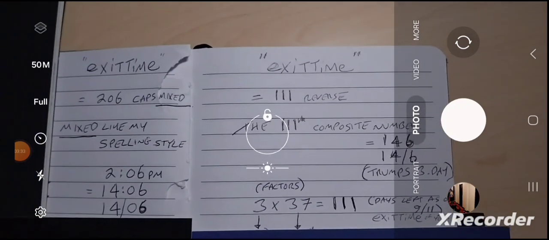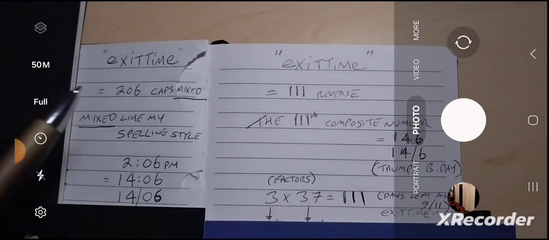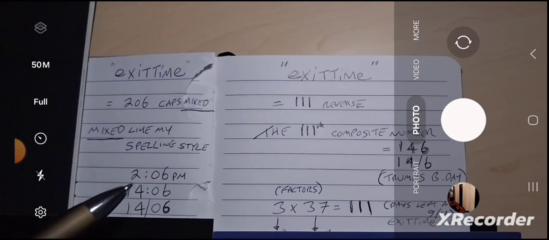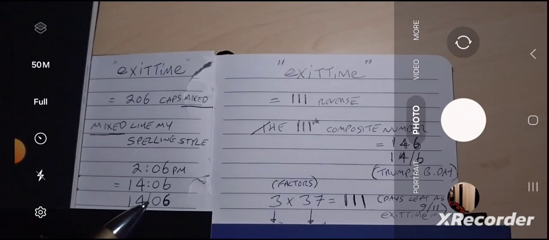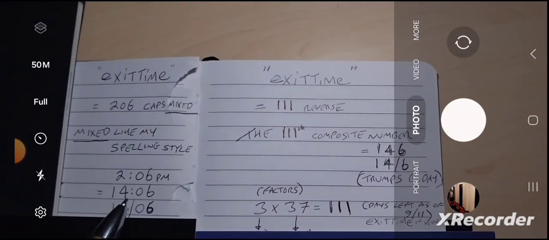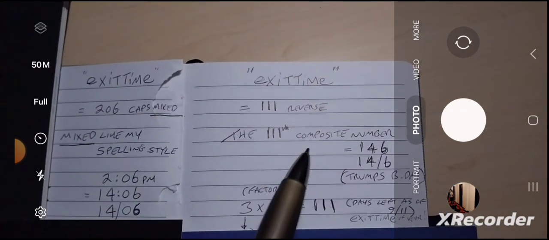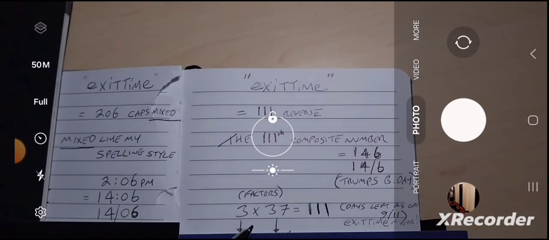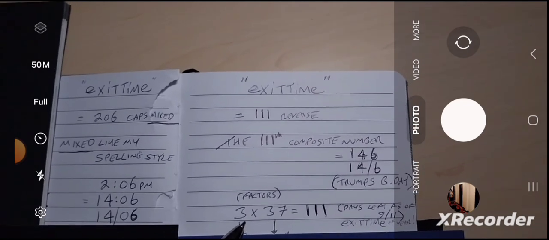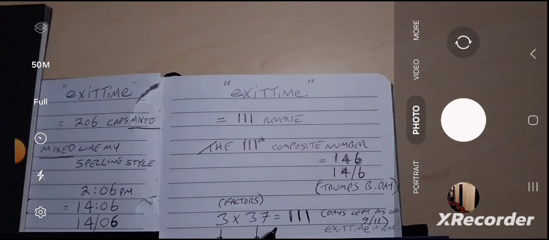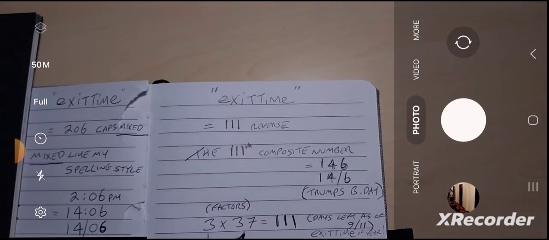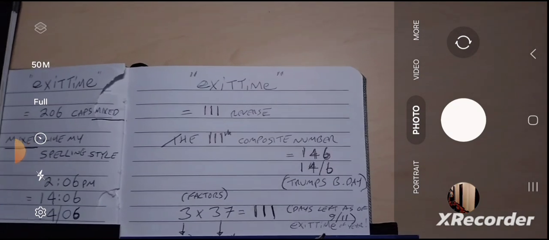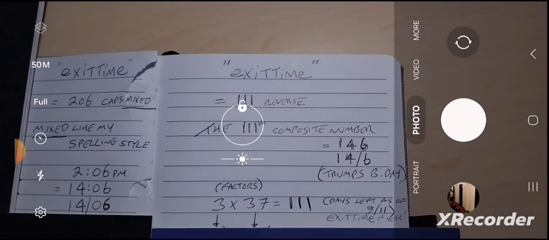So this is where we're at the moment then. Mixed spelling and the caps mixed cipher, exit time, Donald Trump connection, converting it into a PM time, just like the 111th composite is 146. 111 being factors of 3 times 37, they're the factors of 111 days left as of 9/11. Every year, the exit time every year being 111 days.